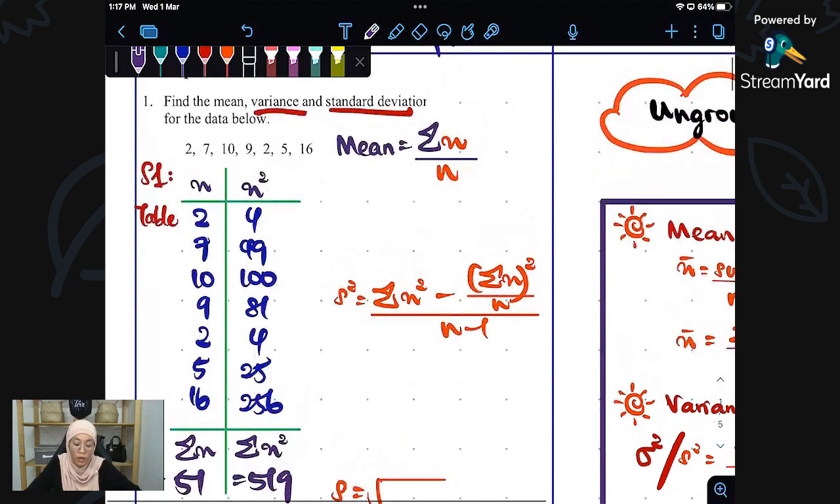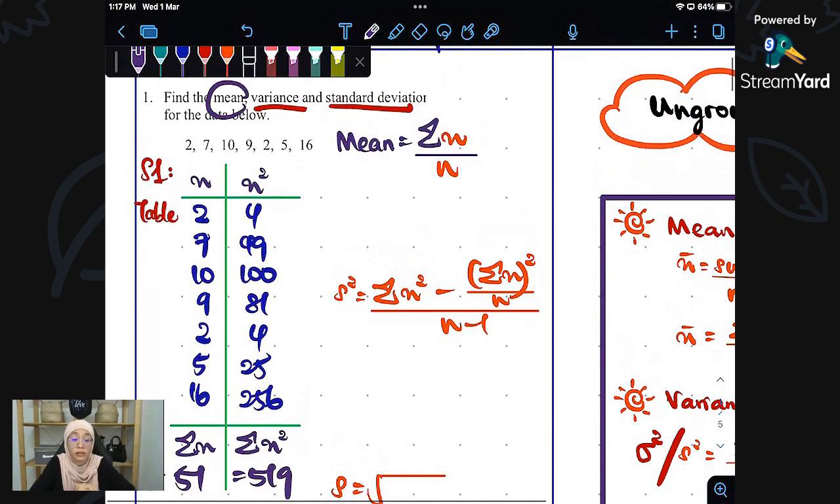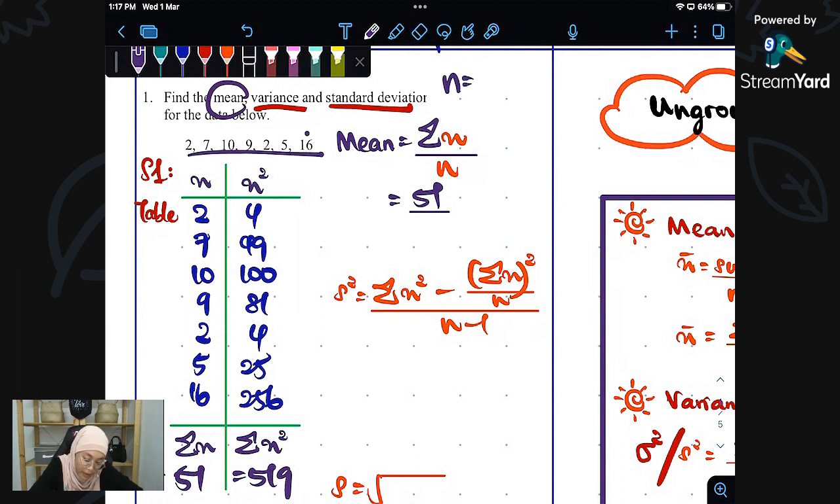Okay, so now first of all we have to find the mean because the question asked for it. So the mean is 51 divided by the number of data. The number of data is how many there? 1, 2, 3, 4, 5, 6, 7. So 7 is the number of data that we have here, which is 51 divided by 7. We will get 7.29. So this is our mean, the average.